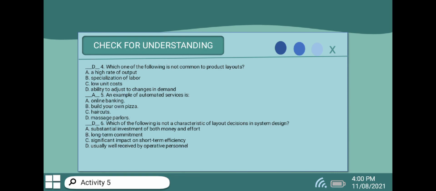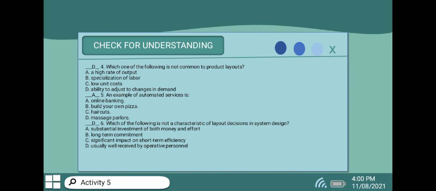Question number 5. An example of automated service is A. Online banking, B. Build your own pizza, C. Haircuts, D. Massage parlors. The correct answer is A. Online banking.